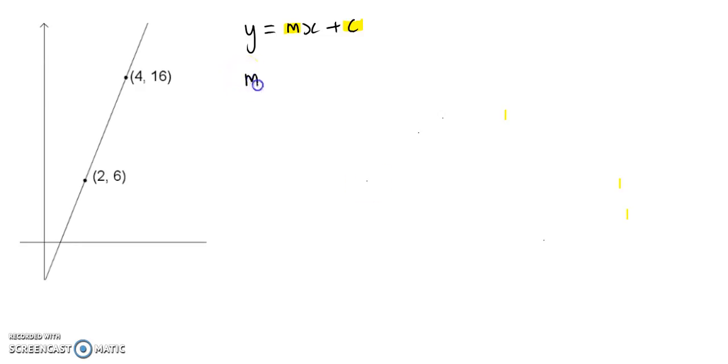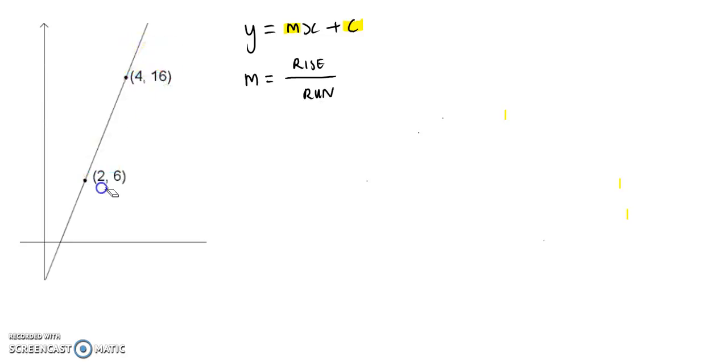I'm going to start with m, which is the gradient value. The gradient tells me how steep the graph is, so look at the points that I have. How steep is this graph? Well, what that really means is, how far up do I go for every step across? We call this the rise and the run.